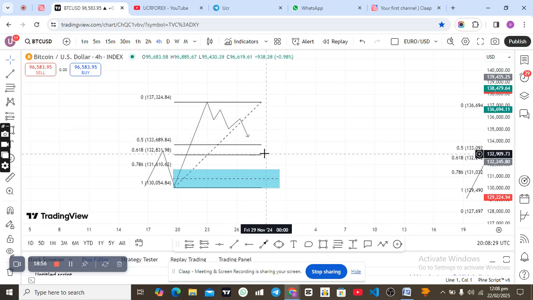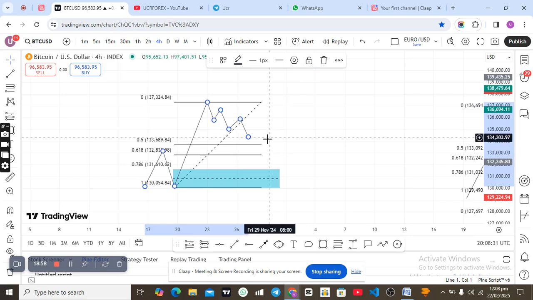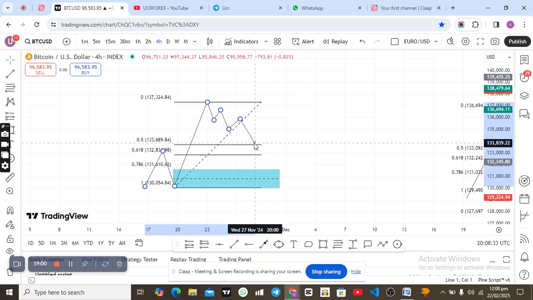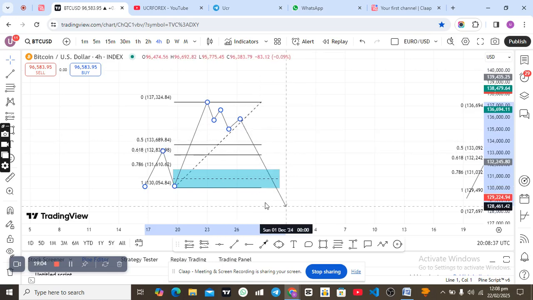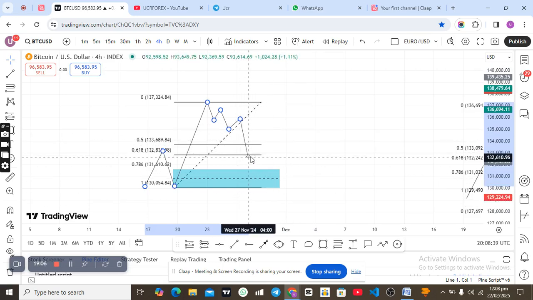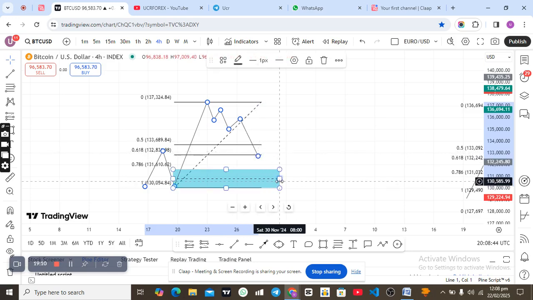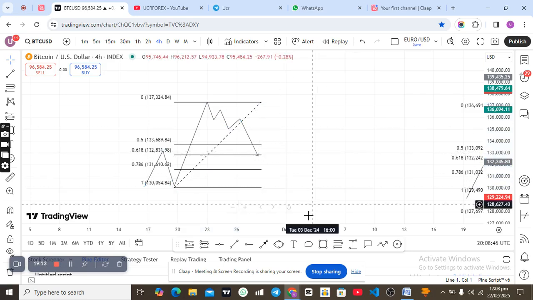Okay, so now when we talk about entering at the 61, or sorry, let's talk about the 61 before the 78. When we talk about entering at the 61, your stop loss will definitely be at the low. And then most of you will tell me, no, I will keep my stop loss inside that Fibonacci retracement too. But there's one thing you need to know.